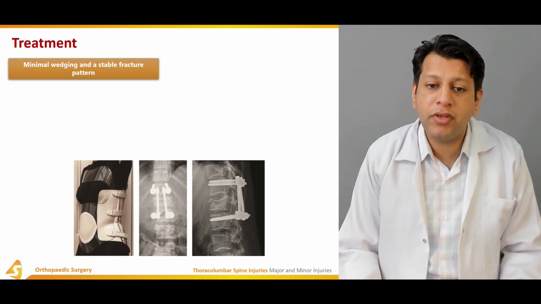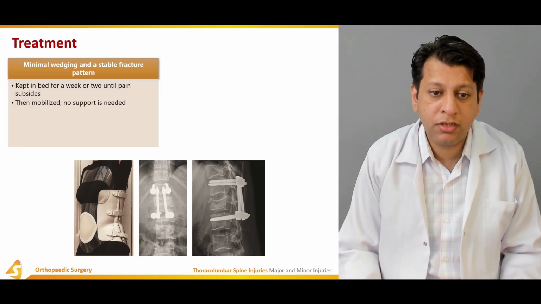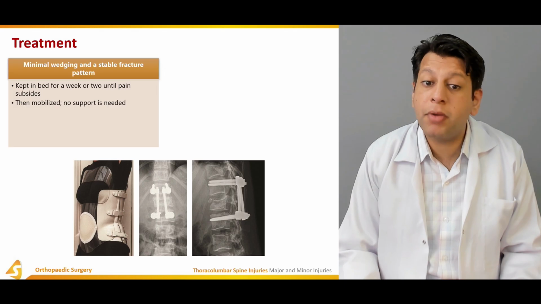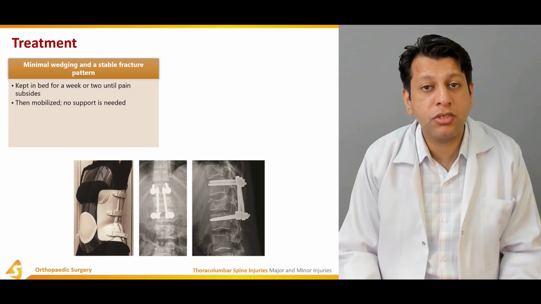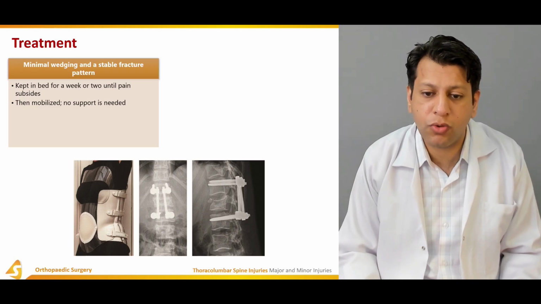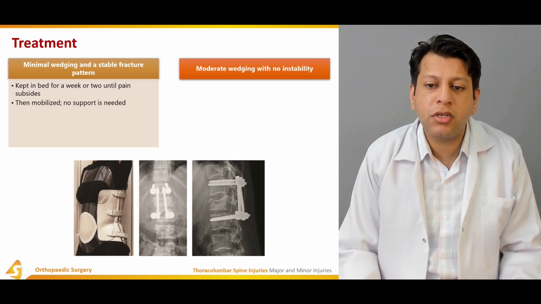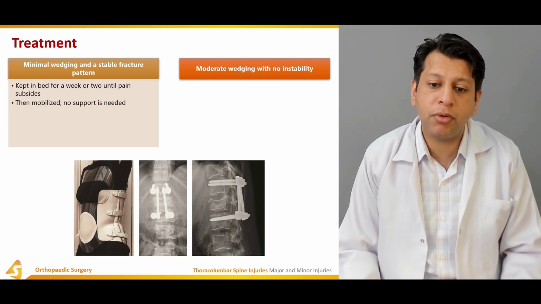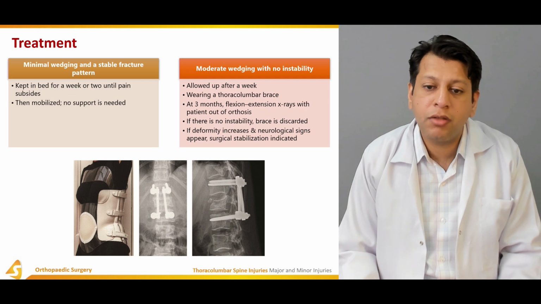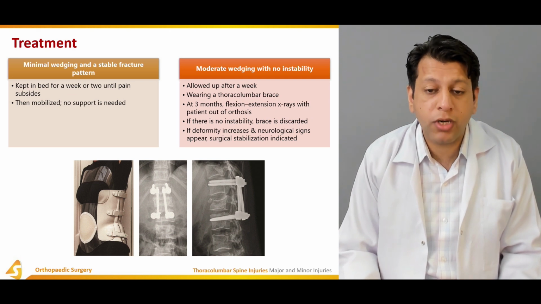So if it's minimal wedging and a stable fracture pattern, the patient can be kept in bed for a week or two until the pain subsides, and then mobilized without any support for the lumbar spine being required. If there is moderate wedging with no instability, when we talk about instability, it means the posterior ligamentous complex is intact. The patient can be allowed rest for up to 1 week. Wearing a thoracolumbar brace may be required.